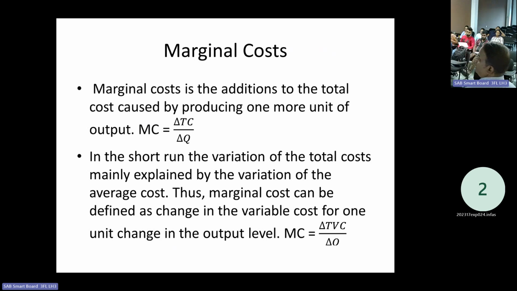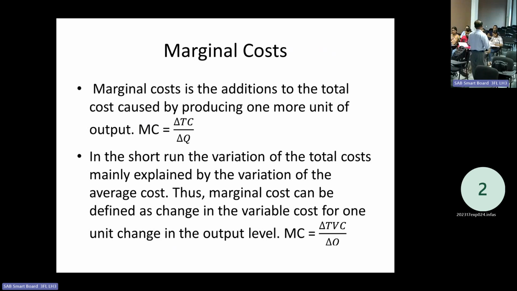In the short run, total cost comprises the total fixed cost and the total variable cost. The average fixed cost and the average variable cost form the total average cost. The marginal cost is the slope of the total cost function. And in the short run, variation of the cost is mainly explained by the variation of the average cost. Do you agree? Is the statement correct or not?